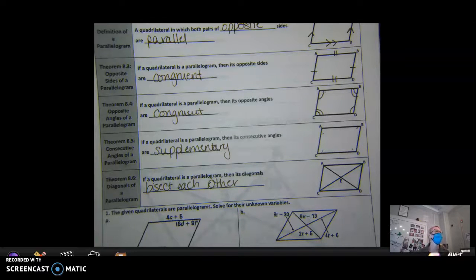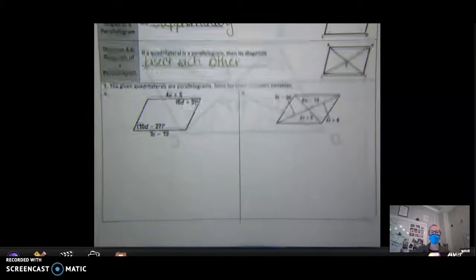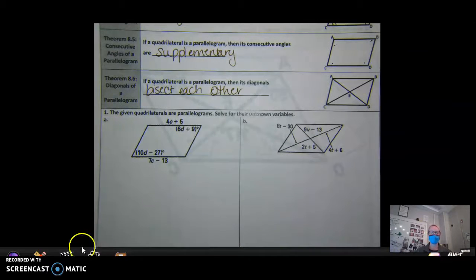Anybody know the only time that they will be the same length? Or times. There's two times, actually. Square and rectangle. So if it's a square or a rectangle, then the diagonals will be congruent to one another. Okay, knowing that information, I want for you to do number 1, A and B real quick.